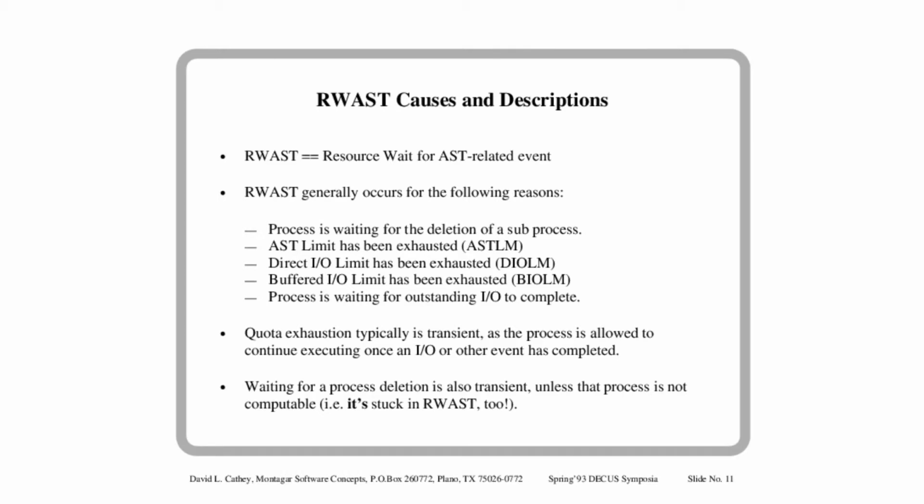Quota exhaustion, like it says here, is usually transient. Big ones are waiting for the I/O. Now sometimes you'll see the parent process go into RWAST, and a lot of times it's in RWAST because its sub-process is the one that's really in RWAST, and the two relate on each other. I've also seen some cases where locks will sometimes cascade in an RWAST state because you're waiting on one RWAST process and you have all these lock conditions that can't be satisfied as well.